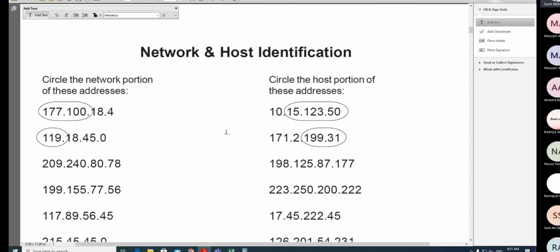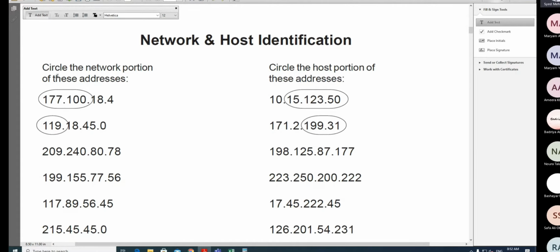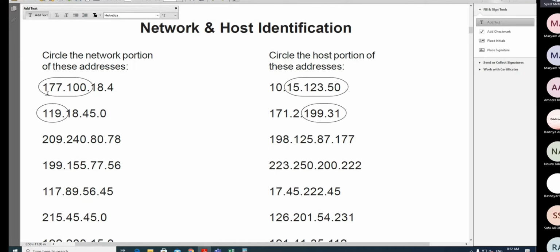Now here is another important point. We have the network and host identification. Circle the network portion of these addresses. Can you tell me about this one? Is it class A, B, or C? This is the first one. Class B, yeah.